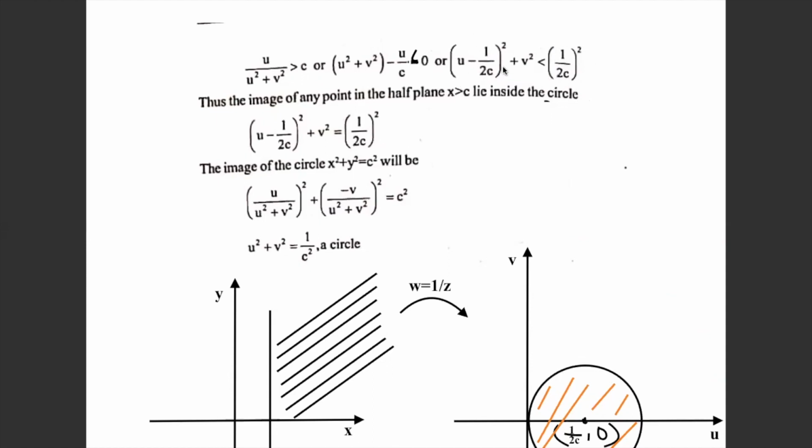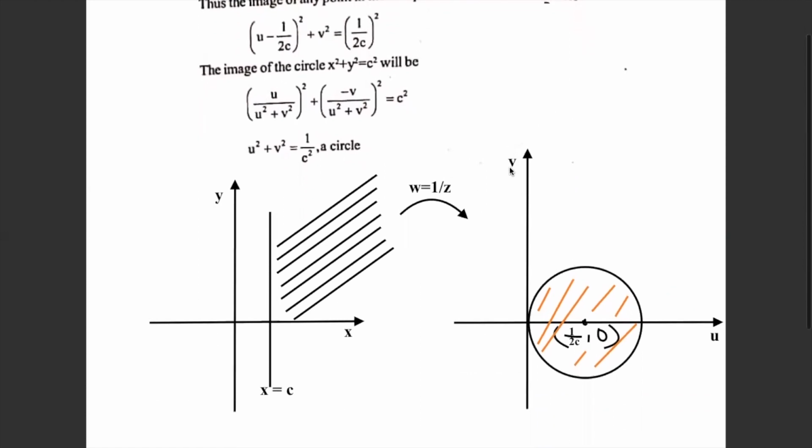So in the W plane, the image of X greater than C is the set of points for which (U minus 1 by 2C) the whole square plus V square is less than (1 by 2C) the whole square. That is the entire region which lies inside the circle (U minus 1 by 2C) the whole square plus V square equal to (1 by 2C) the whole square. This is the image of this area under the transformation W equal to 1 by Z, X equal to C, and this is the region X greater than C. The image of this region is the disk centered at (1 by 2C, 0).